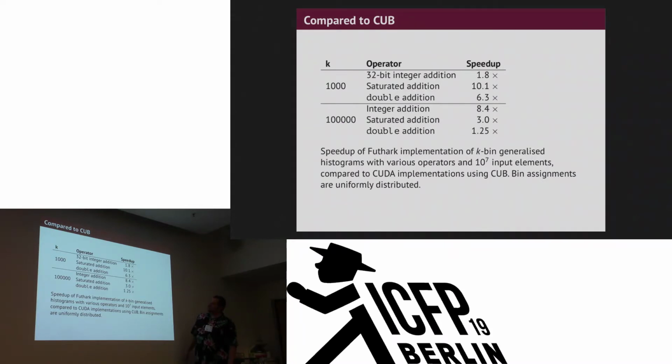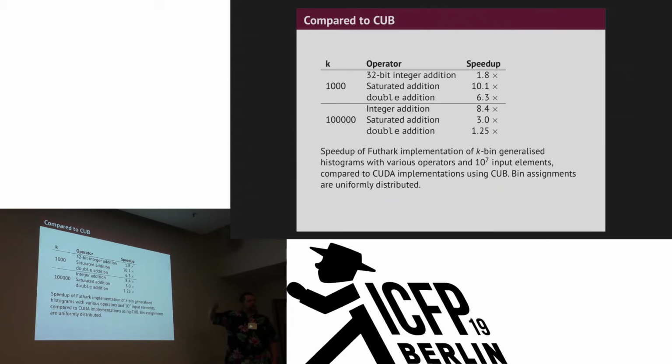And we see that Futhark actually beats CUB in all cases, although it's quite impressive that for things like double addition, which falls back to CUB having to do the sort and segmented reduce, it's not actually that much slower than Futhark, because, while radix sorts are not great, CUB has a really good radix sort. But we can still beat them slightly.